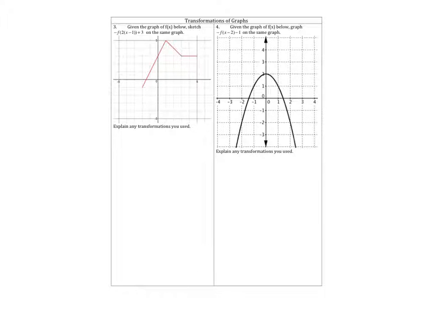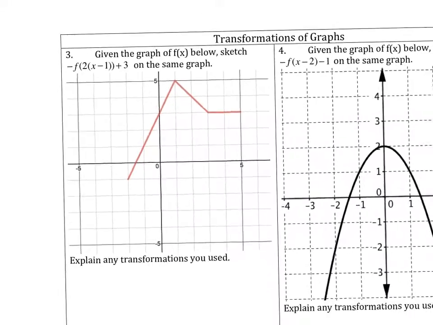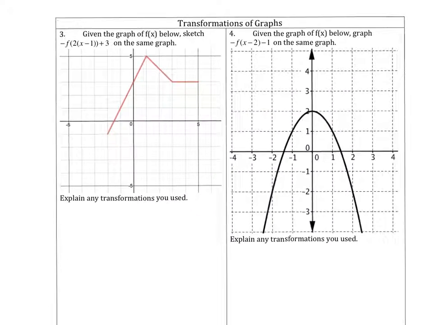Next up, we've got to do some transformations of graphs. The first transformation we have is a random graph of f of x. In fact, this is the same one from the first page, so it's highly possible you can't actually see what this looks like. I've got the point -2, negative 1 here.